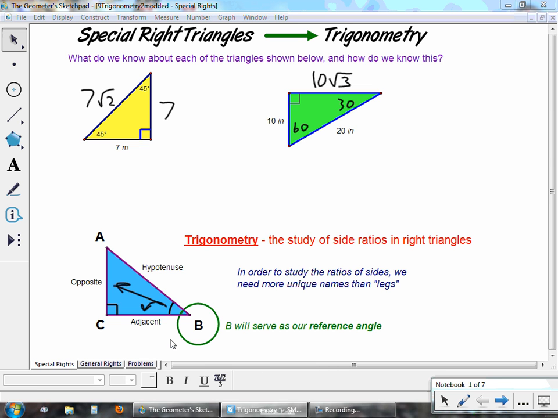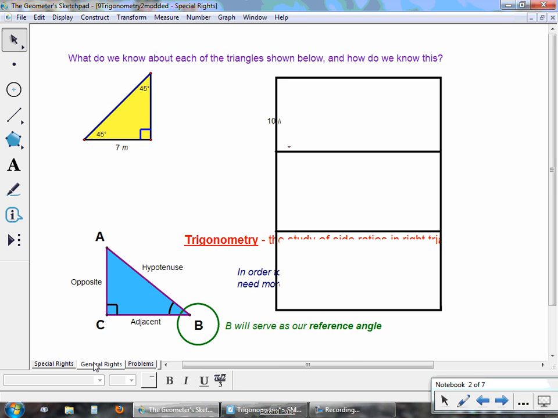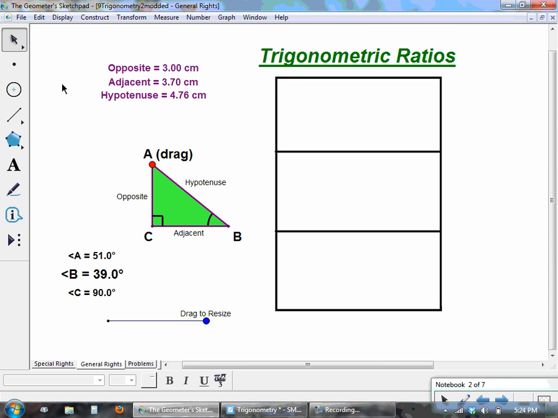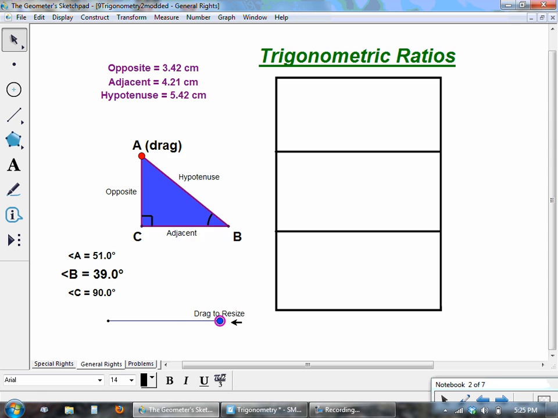Now I can compare those sides using trig ratios, and we're going to do that right now. So I'm going to move to the next page here, and hopefully this will work. All right, so we've got a triangle. Now we're going to do a case that's not a special right triangle. This isn't a 30, 60, 90. It's not a 45, 45, 90. In this case, A is going to be 51 degrees, B is 39 degrees, and C is our right angle. Okay? Now, I can adjust these to be whatever size I want. I can make this triangle as large or small as I want.